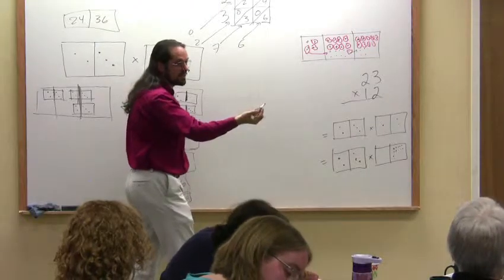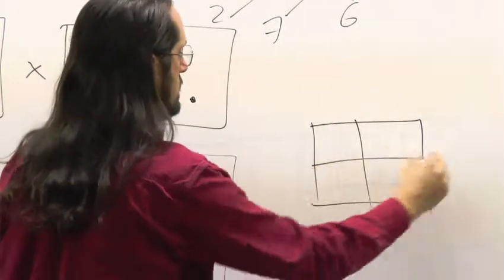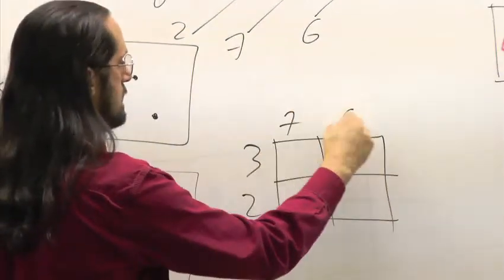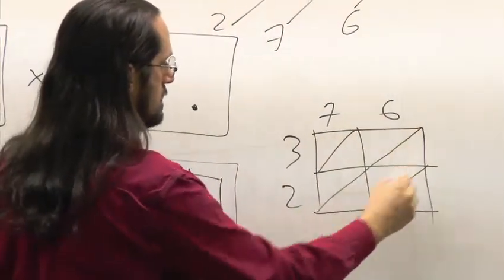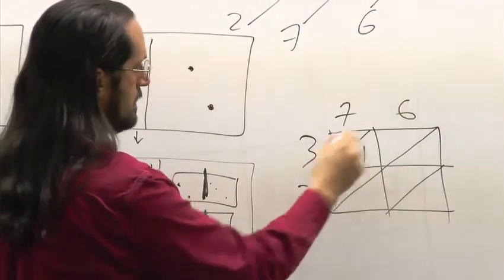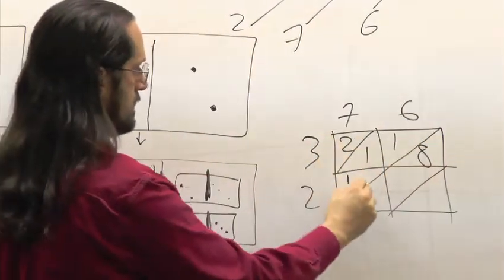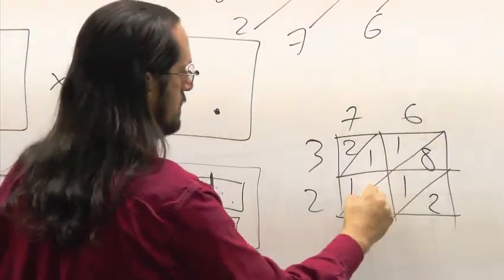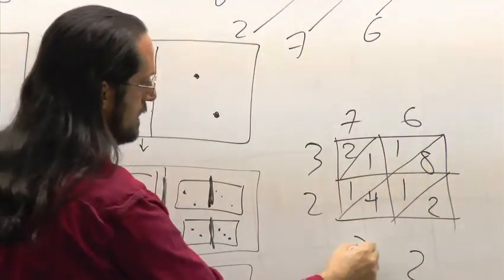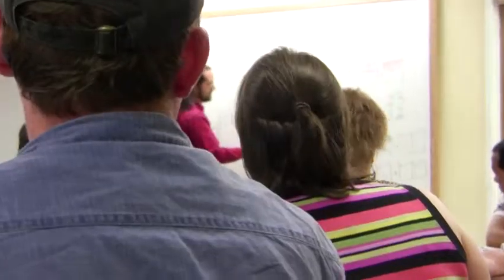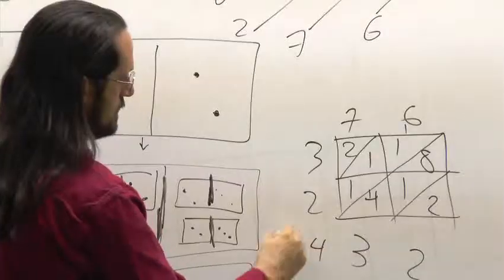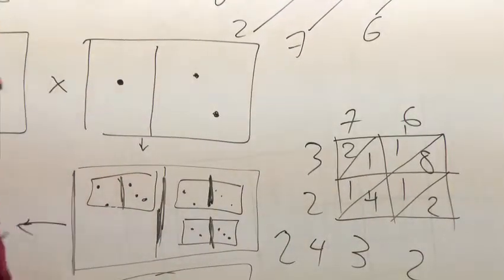A harder one with some carrying, right? Times 76. What times 76? 32. 32 times 76. 3 times 7 is 21. 3 times 6 is 18. 2 times 7 is 14. 2 times 6 is 12. I get 2 ones. I have 13 tens, carry the 1. So I have 4 hundreds and 2 thousands.